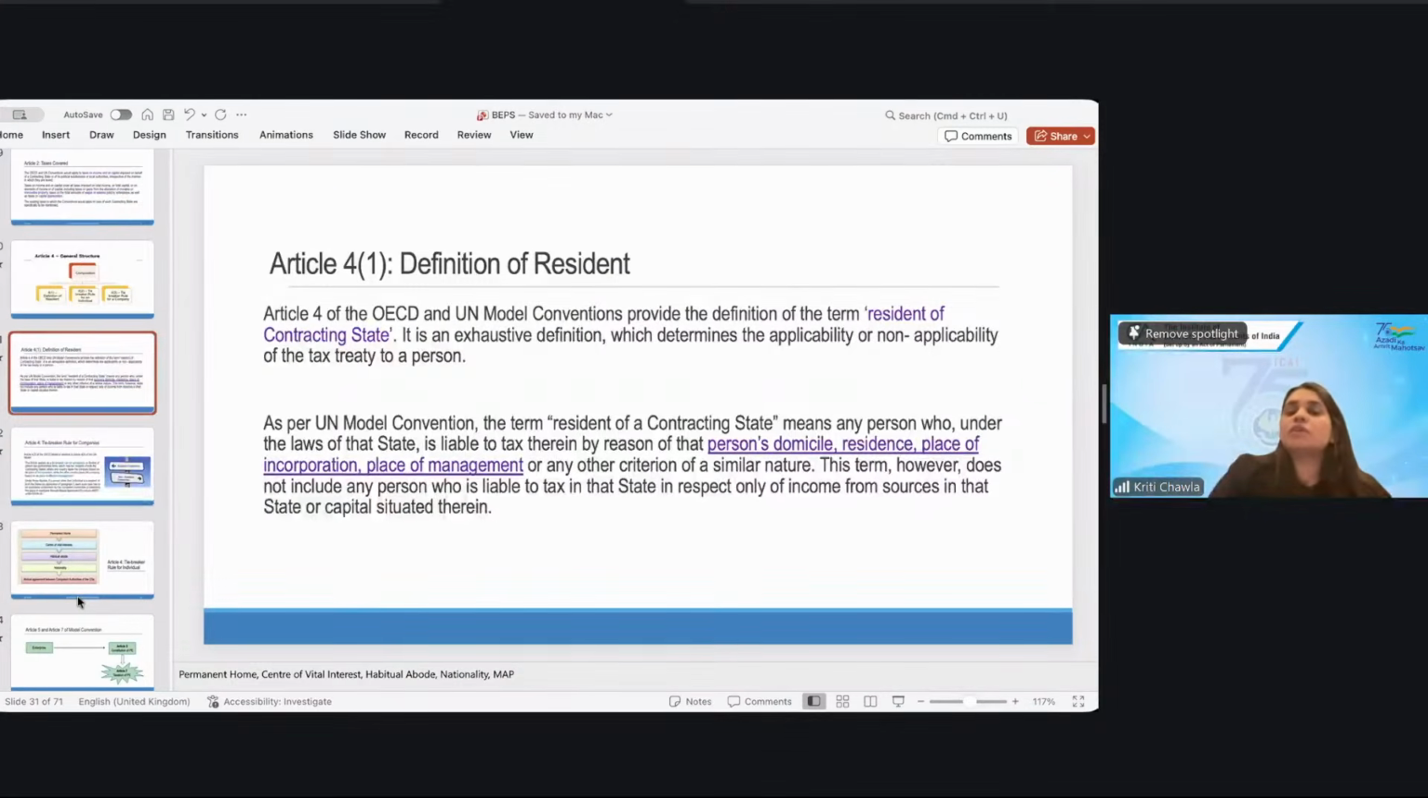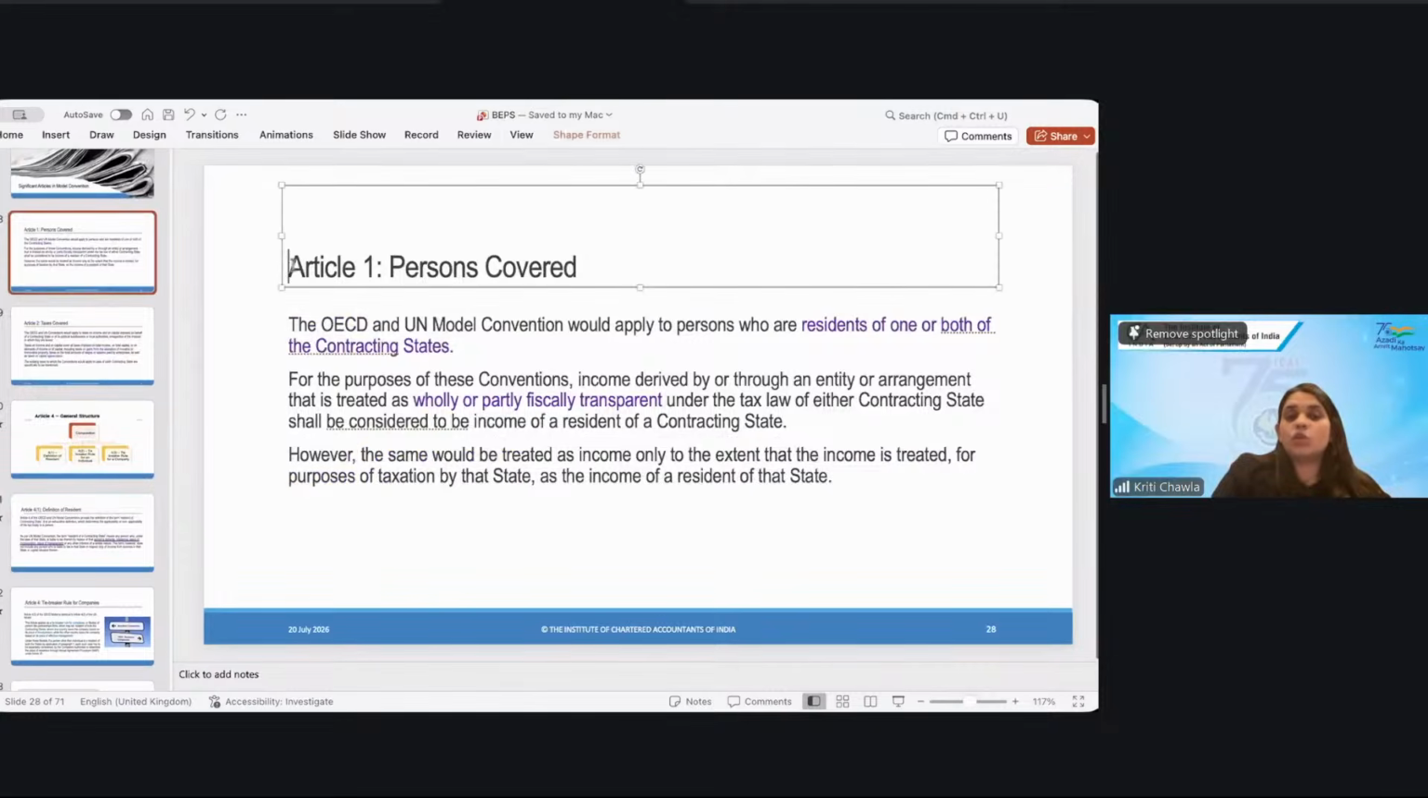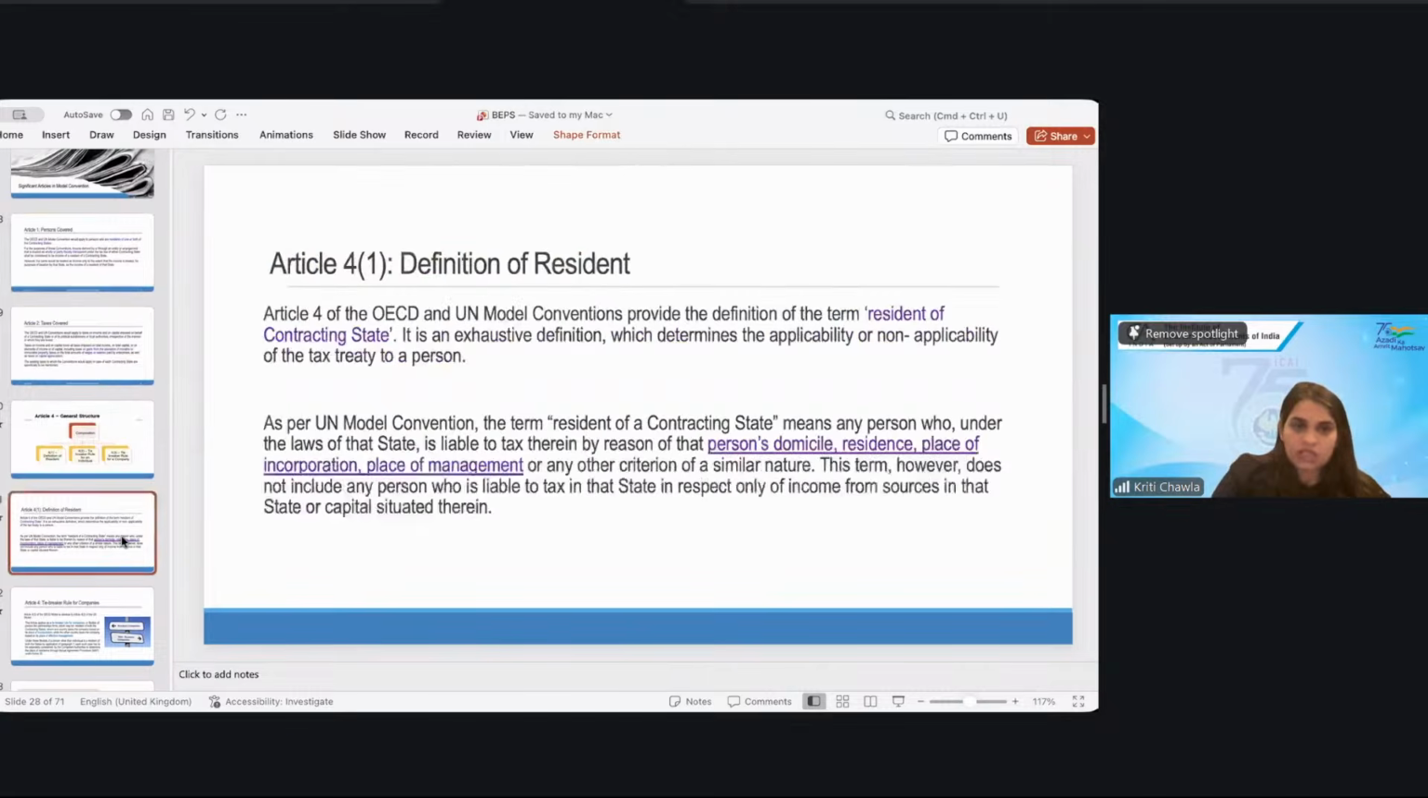It's going to be a very exhaustive definition, and it will determine the applicability or the non-applicability of the treaty. Why? Because this is to be read in sync with Article 1, which is persons covered.